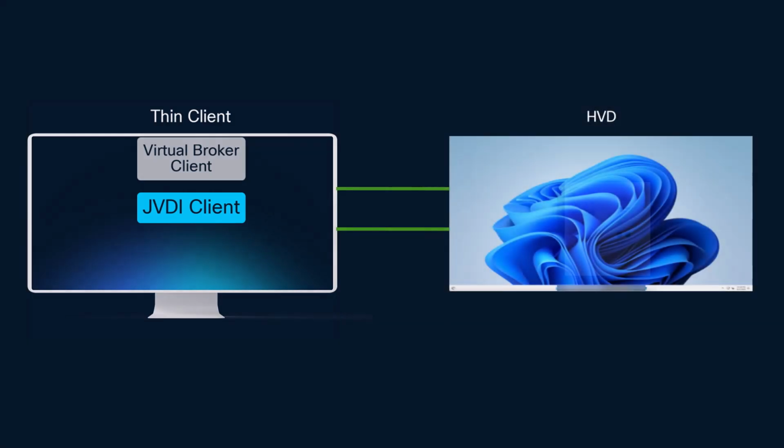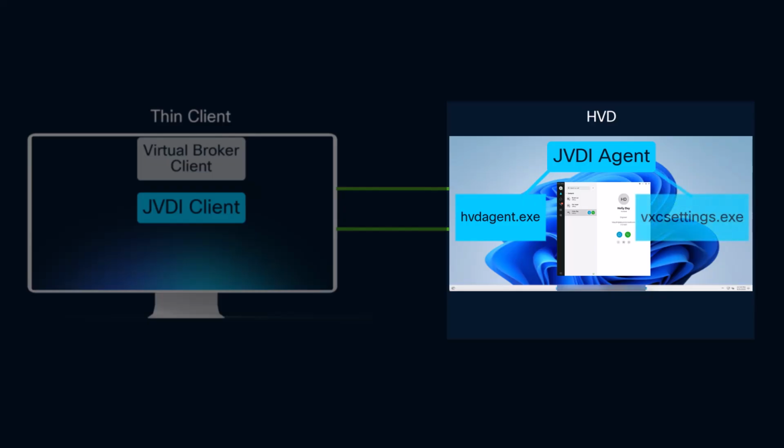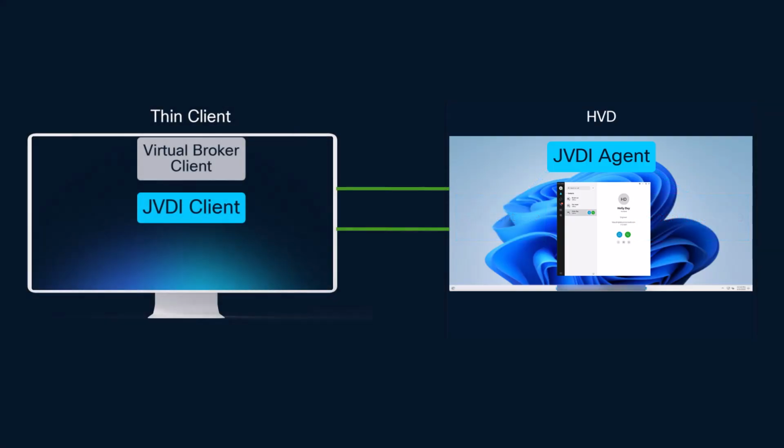Moving over to the HVD, when the Jabber process is launched, it also calls two other JVDI agent processes. One is called the HVD agent.exe. The other is the vxc settings.exe. At this point in the process, the virtual channel is up, and all the JVDI processes have started. But what does that mean?